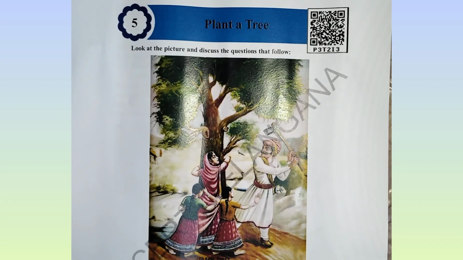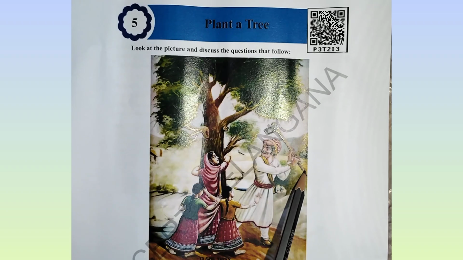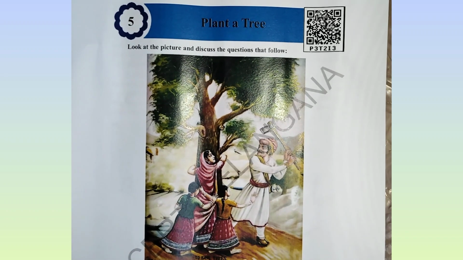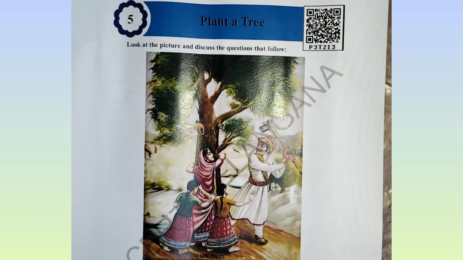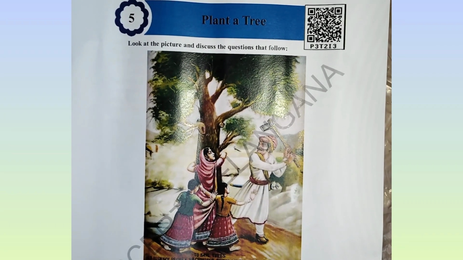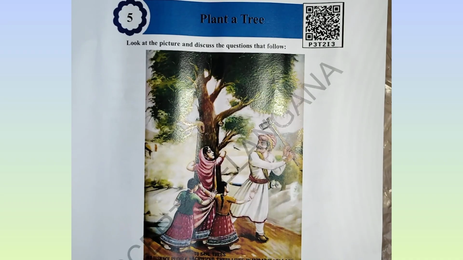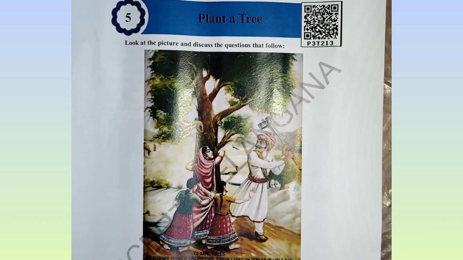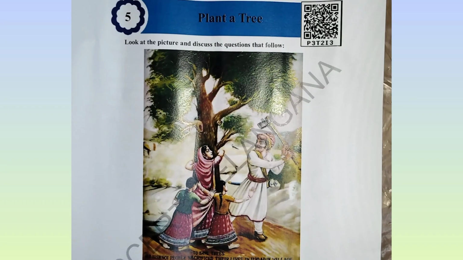The picture shows one tree and one lady standing over here, two girls, and one person who is carrying an axe and trying to cut the tree. These people are standing in front of the tree and stopping this person from cutting the trees. This picture shows the importance of trees, how they are important in our daily lives, what the uses of trees are, and the advantages and disadvantages of the plantation of trees. Let's have a discussion about the trees.